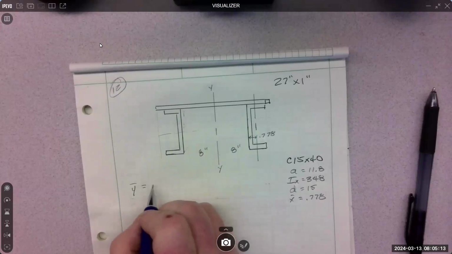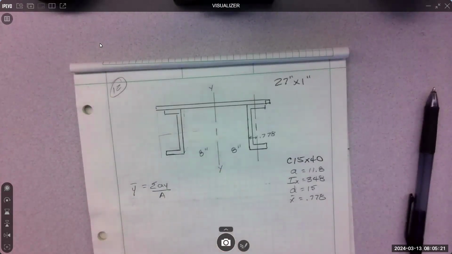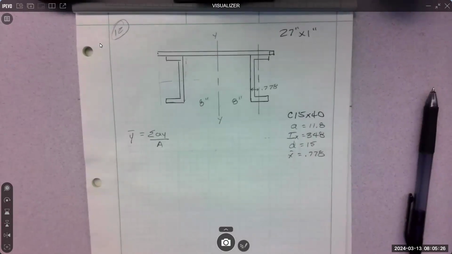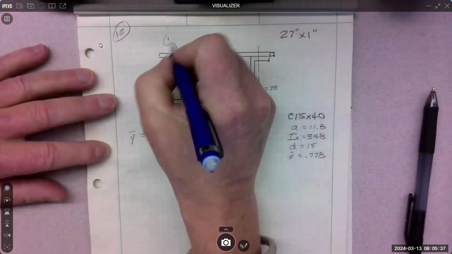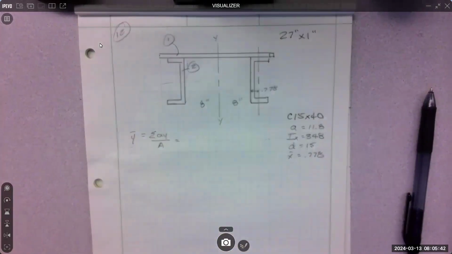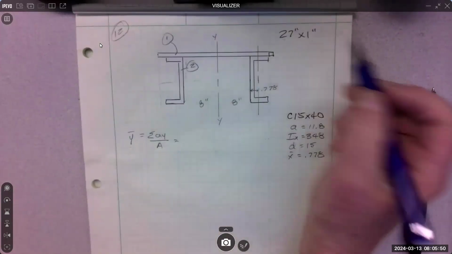That formula is the summation of areas and Y's over the total area. So start stacking them up. I'll call the plate area 1. Call the C shape area 2, and there's 2 of them, so we can just multiply by 2. Area of 1 is 27 times 1.